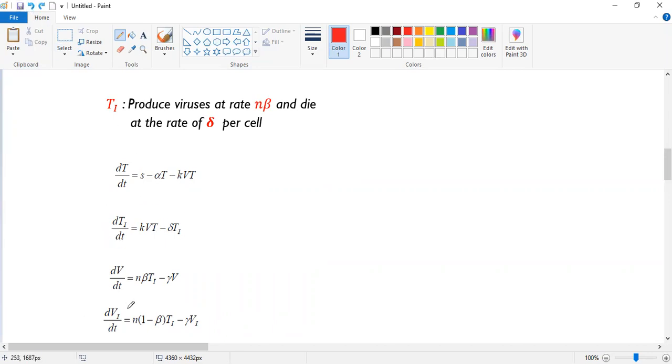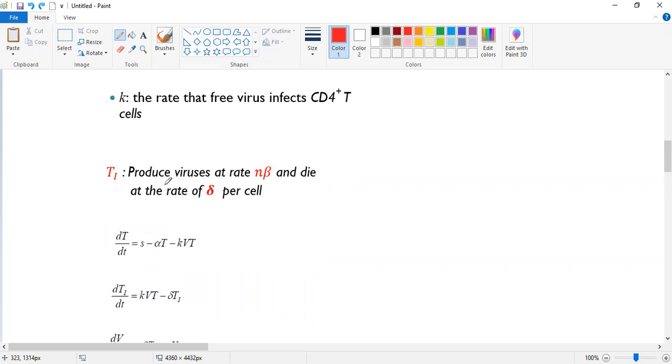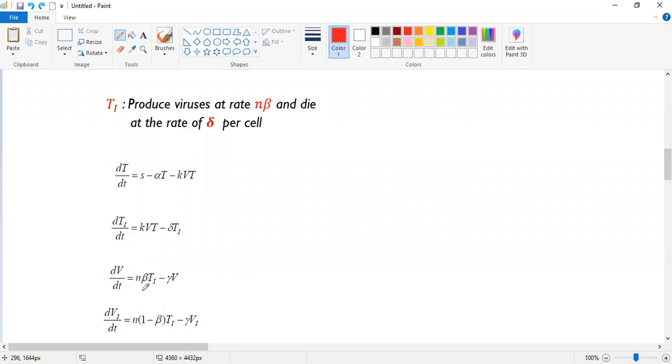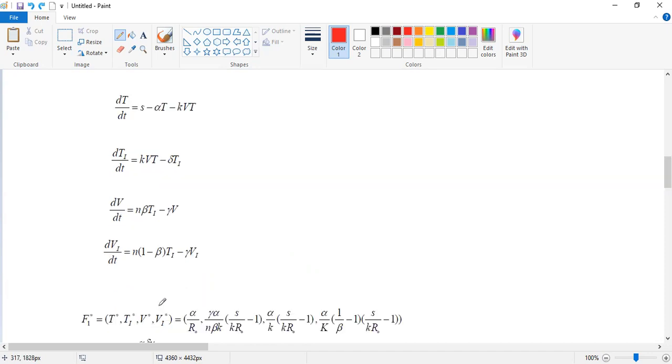And for the virus, the non-infectious one is given here. The infected CD4 cells produce viruses at the rate N beta, and minus gamma V, because the virus is cleared by the body, by the immune system, at the rate gamma. So now we have a four-dimensional dynamical system of differential equations with parameters.